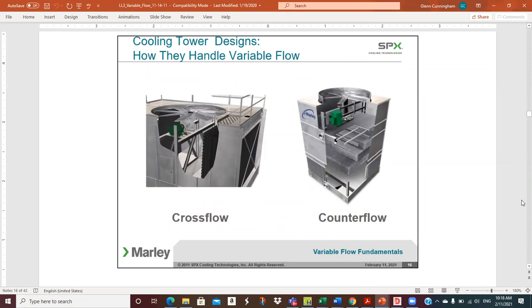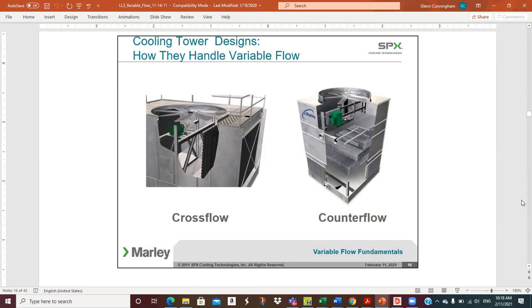Now notice the propellers, the fans in the top. These are both induced flow towers because we're sucking the air through the tower and spitting it out the top, which is good for recirculation control.